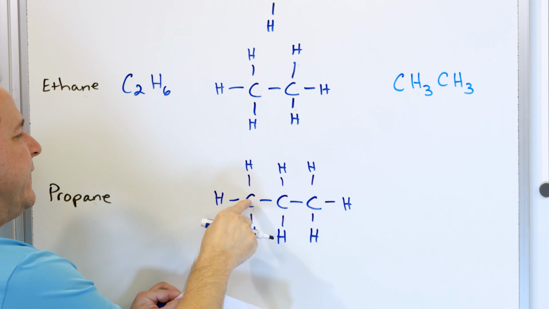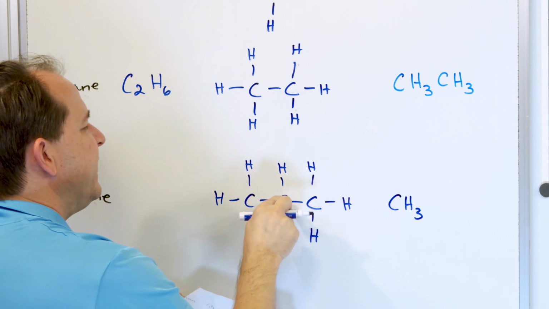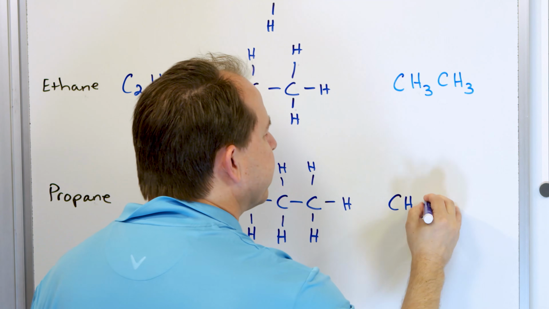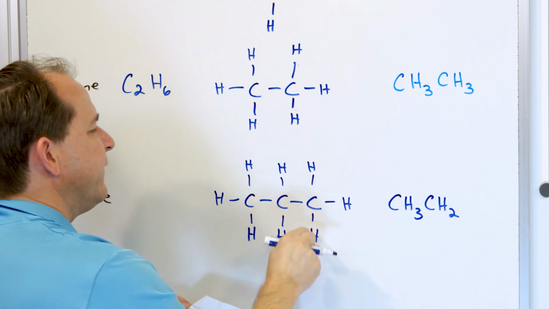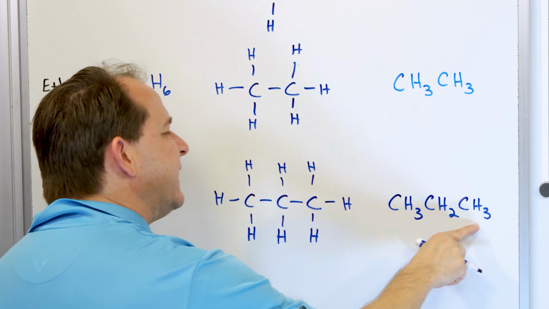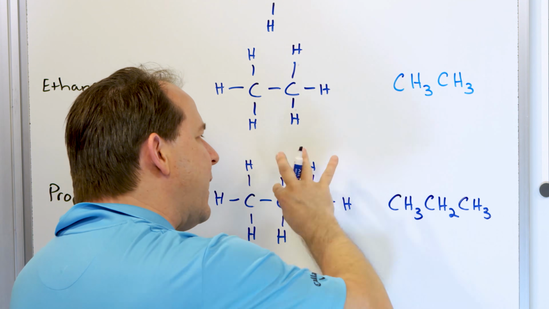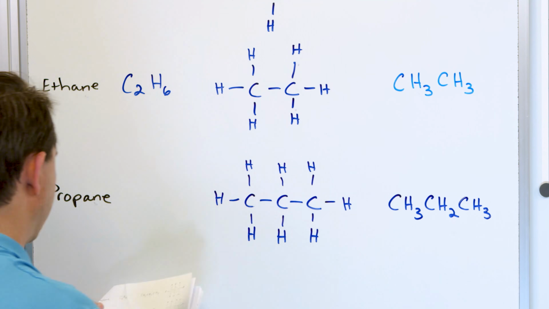Over here you can see there's a carbon and 3 hydrogens, so we write it as CH3, but this carbon only has 2 hydrogens, so we write it as CH2, and then this one again has 3 hydrogens, so we write it again as CH3. This is a condensed way of writing it down where you can kind of see the structure once you know how these things are laid out, without drawing all the lines.